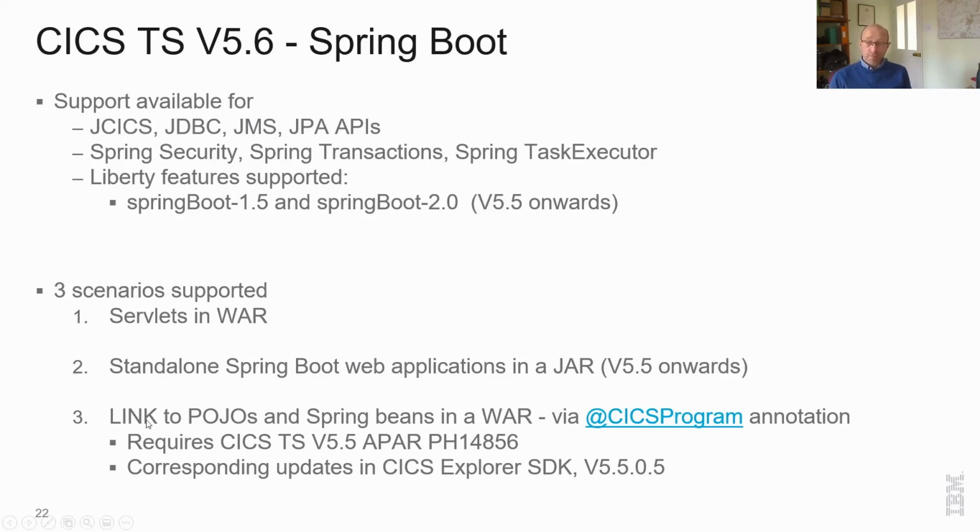And with scenario 3 here, we support a link to POJOs and Spring Beans in a WAR. So that's the link to Liberty function. We've developed our own annotation, the CICS program annotation. You can add that to a method in your Java program, and then you can just link to that Java program from your COBOL. And that is supported in version 5.5 onwards with corresponding updates in the CICS Explorer 5505, because that requires support for this new annotation processor. There's a lot of function involved in this CICS program annotation that we created.